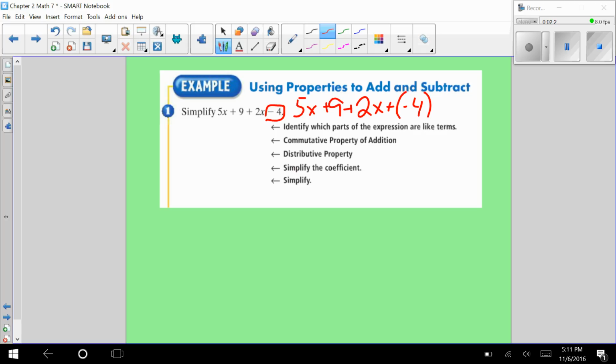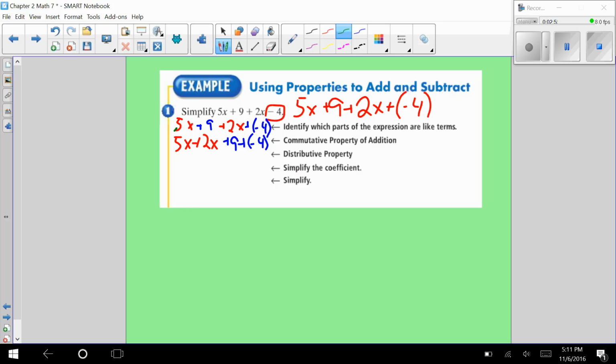So the next thing we're going to do is identify which parts are like terms. So I'm going to use color coding to do this. We know 5x and 2x are like terms because they both have an x. And our 9 and our -4 are like terms because neither of them has an x. Next, we're going to use the commutative property of addition. This says that I can rewrite my problem to put like terms together. So I'm going to rewrite the 5x and the 2x right next to each other. I'm also going to rewrite the 9 and the -4 next to each other.